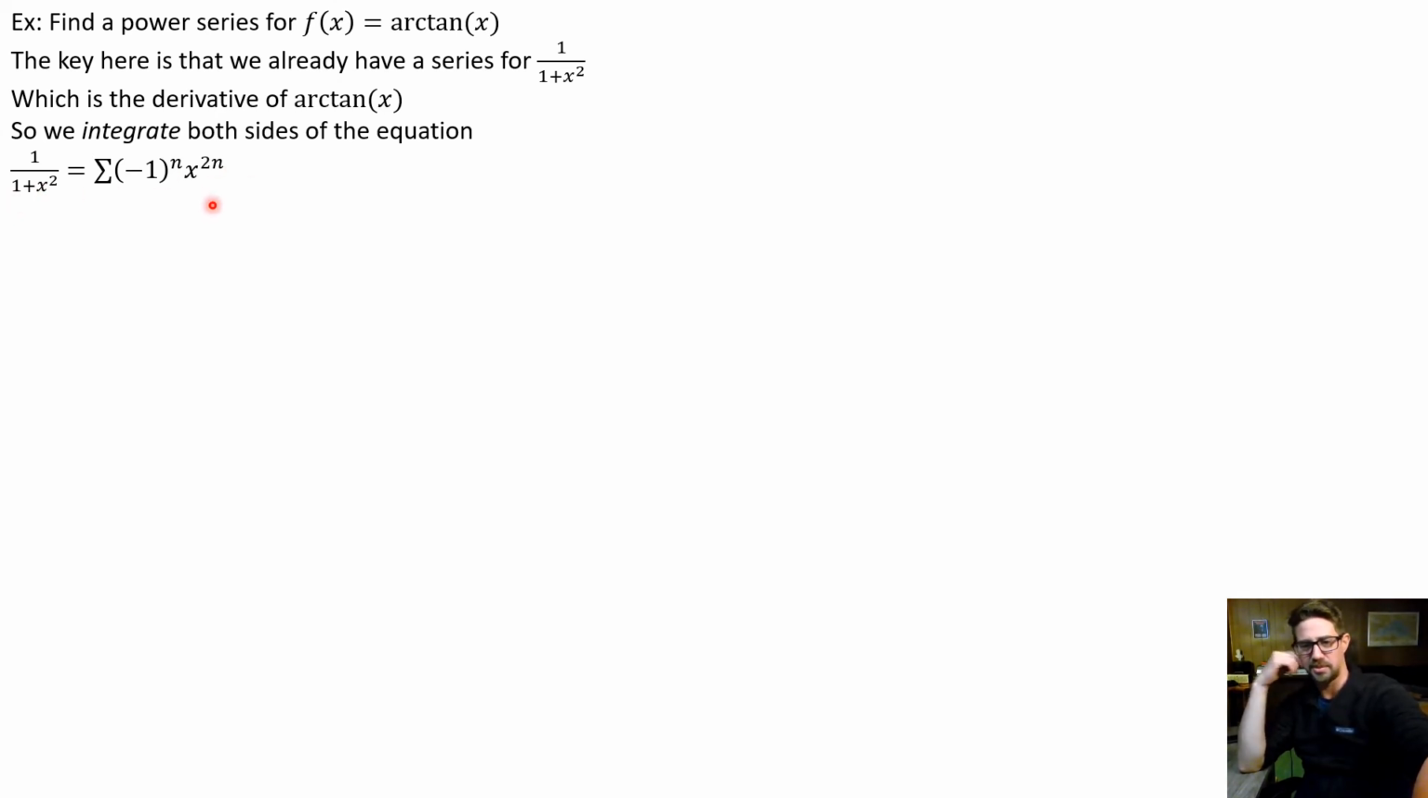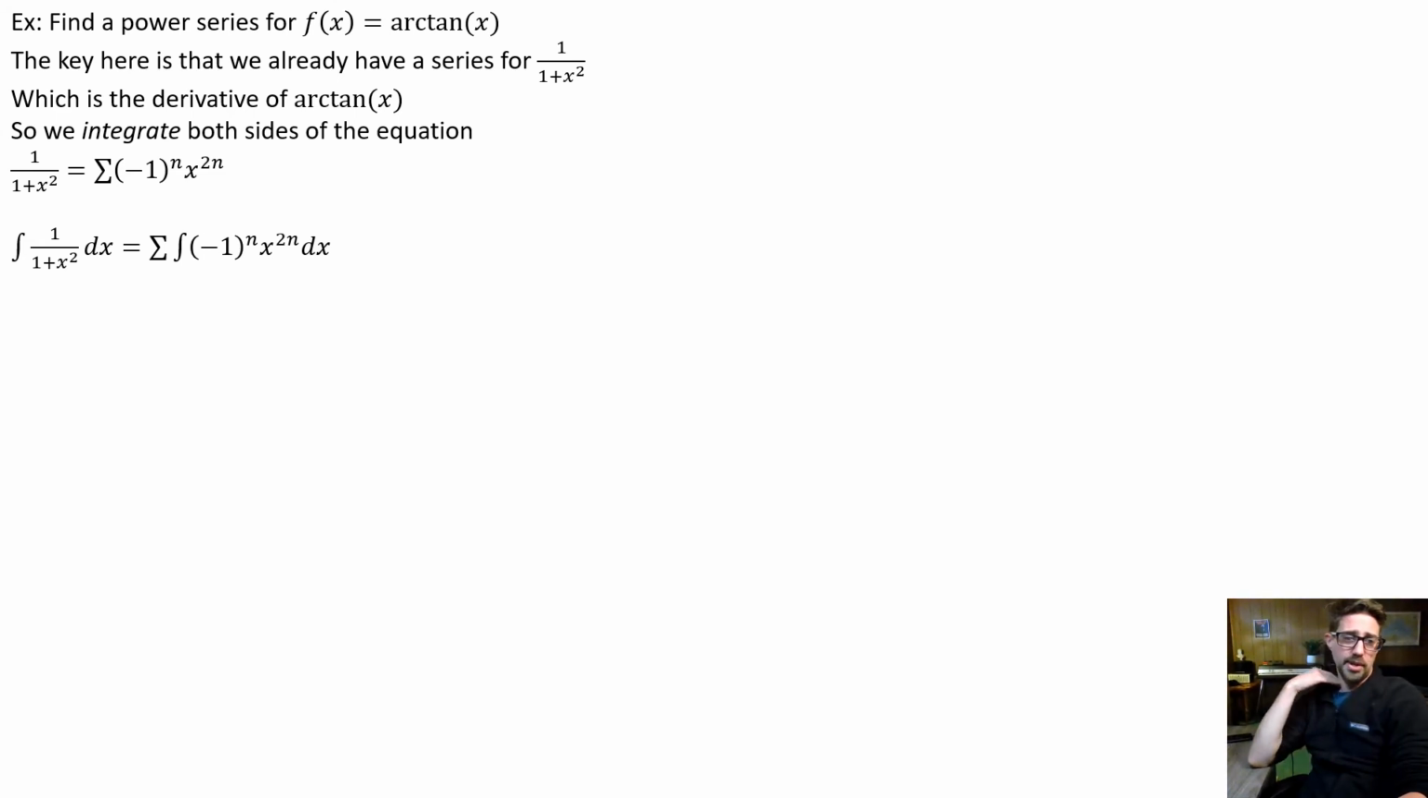So we just replaced our original one by putting in negative x squared, which is negative 1 to the n times x to the 2n. So that was the one that was 1 minus x squared plus x to the 4th minus x to the 6th, and so on and so forth. We could integrate both sides of this equation. That's just another tool you have that you can do to both sides of an equation.